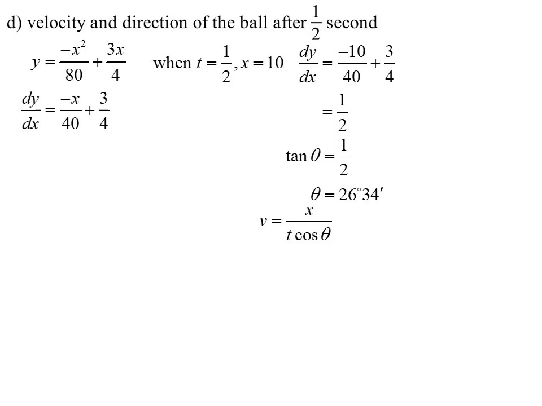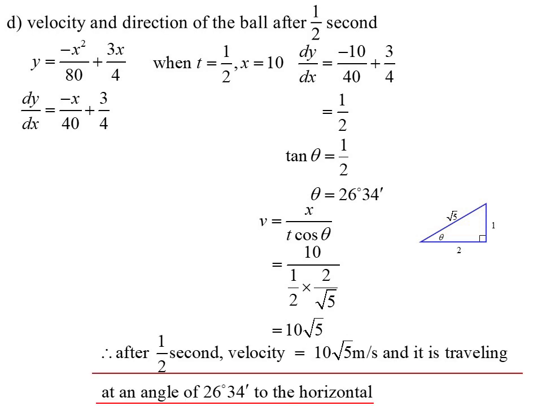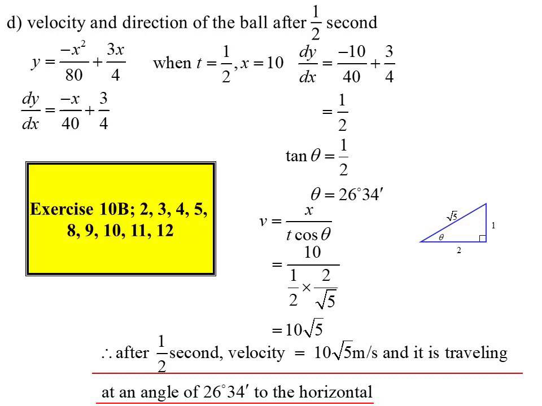The actual velocity, well, I'll go back to that v equals x on t cos theta that we came up with before. There's the triangle, because I know that the slope is 1 on 2, so the tan of theta is 1 on 2, hypotenuse is root 5, so I can read off that to get cos theta. X is 10, we just worked that out, and the time is half a second, they've told us that. So velocity is 10 root 5. So that's using the quadratic or the Cartesian form to solve similar projectile motion questions.